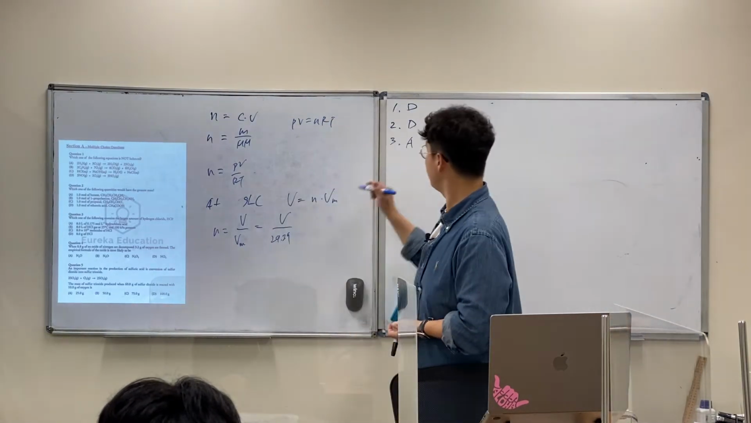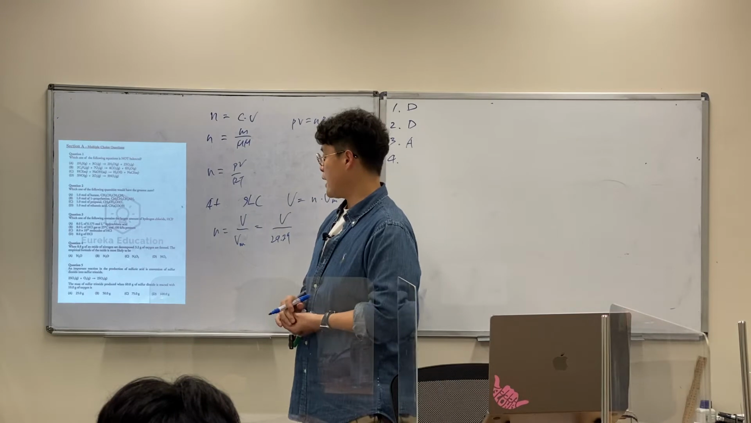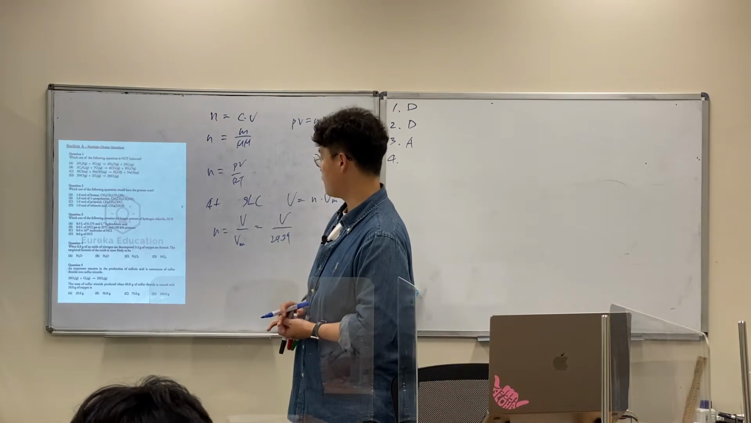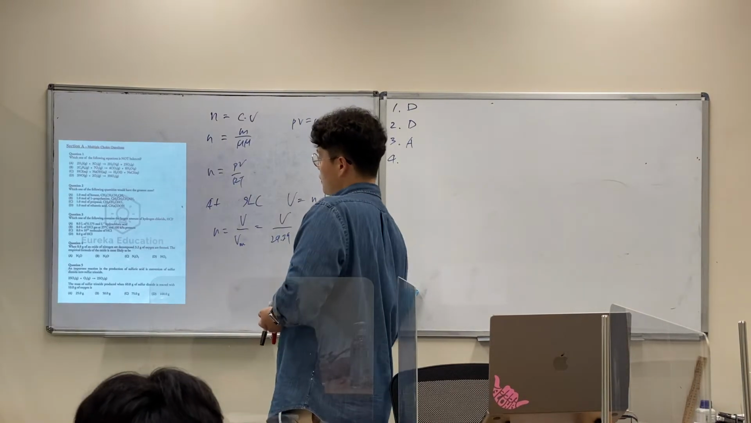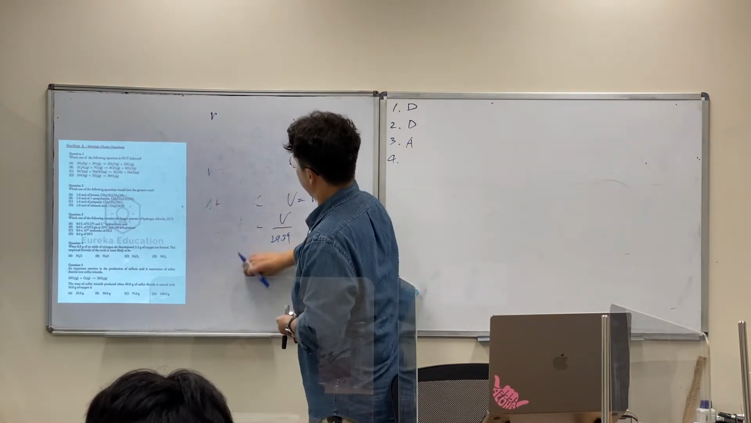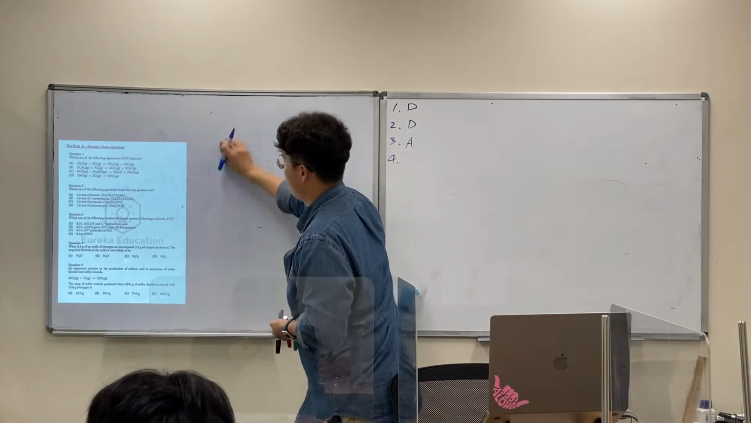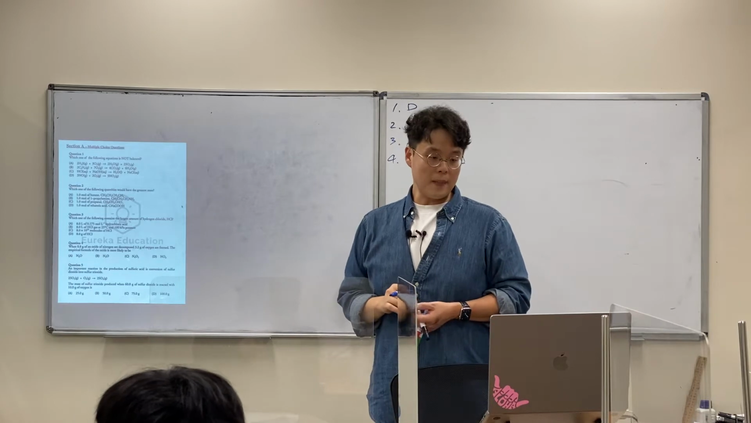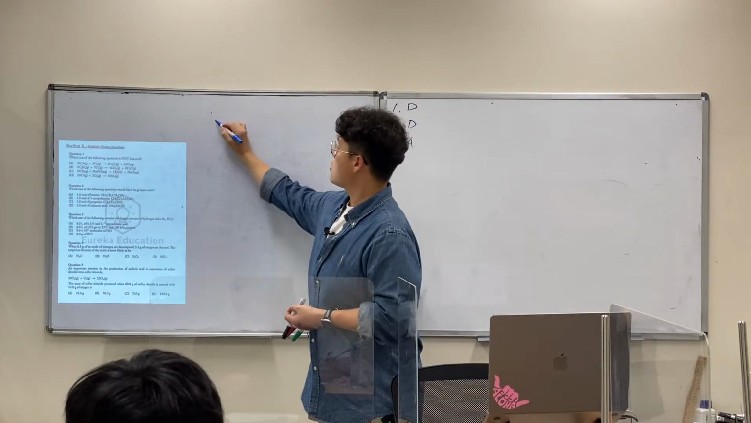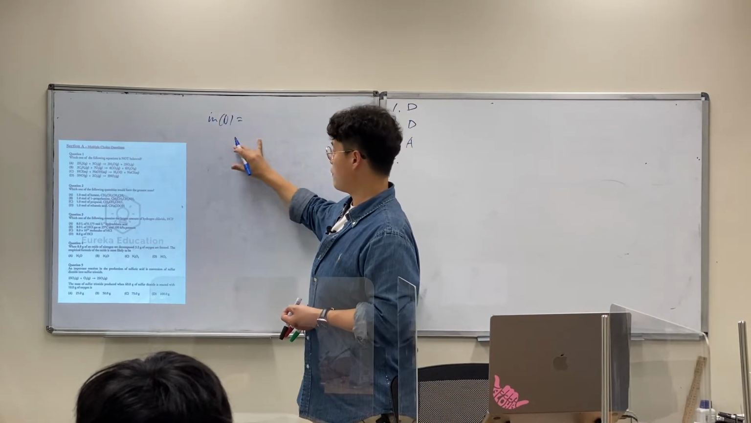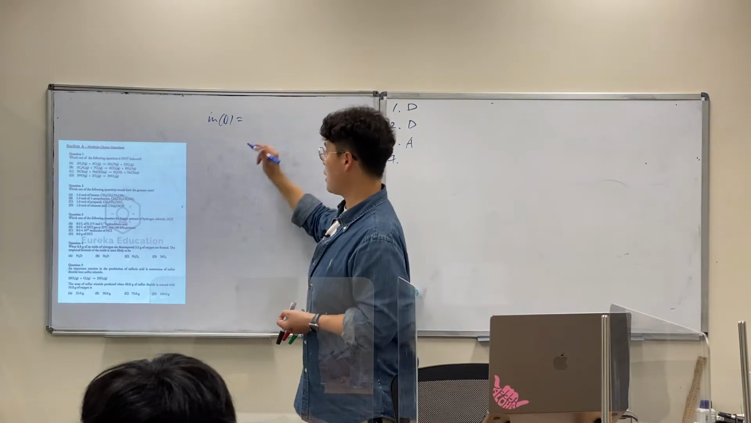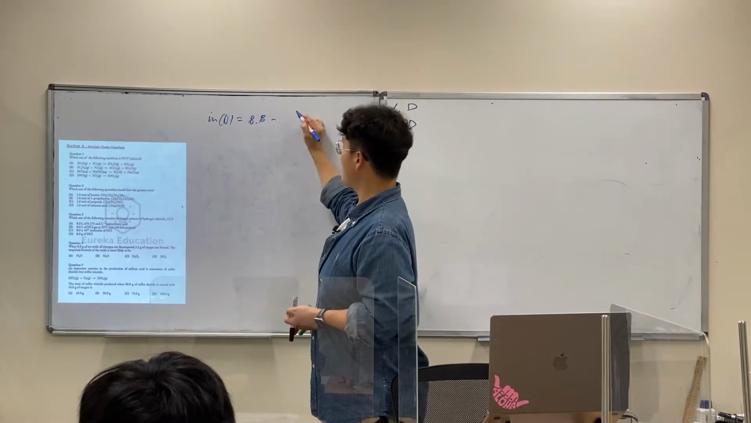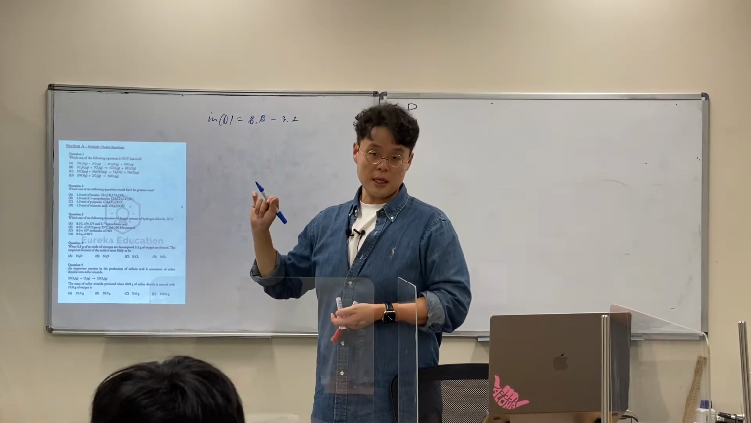Question 4. When 8.8 grams of an oxide of nitrogen are decomposed, 3.2 grams of oxygen are formed. The empirical formula of the oxide is most likely to be, okay? To do that, we have to think about the amount of nitrogen. The mass of nitrogen can be found from 8.8, which is the total mass of the nitrogen oxide, minus 3.2. Does it make sense?